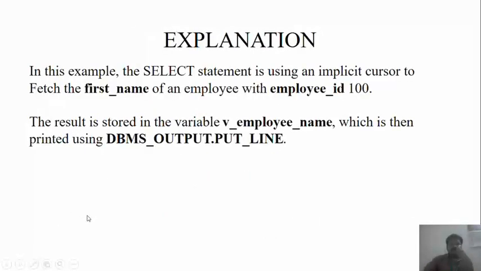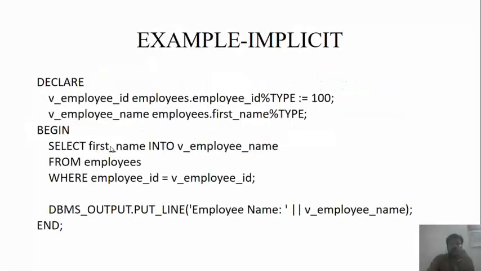The statement ends here. So we can see the explanation. In this example, the select statement is using an implicit cursor to fetch the first name of the employee with employee ID 100. The result is stored in the variable v_employee_name, which is then printed using DBMS_OUTPUT.PUT_LINE. You can see the select statement selects the first name into v_employee_name, where employee id equals v_employee_id. So this is the meaning of implicit.